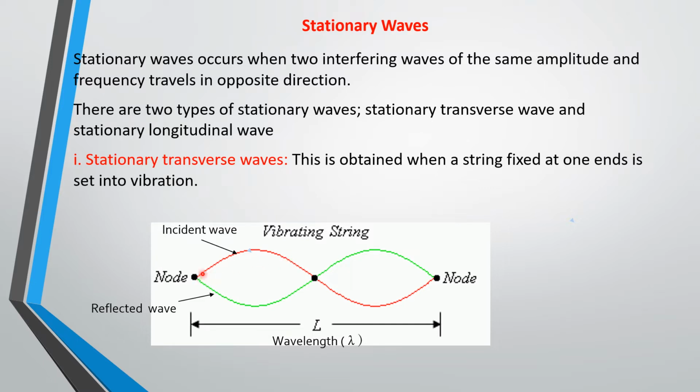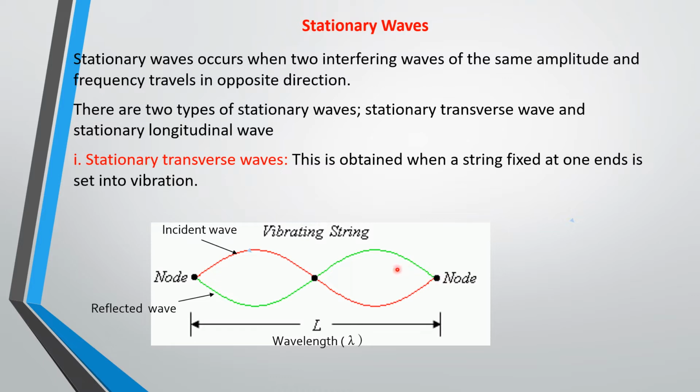So here now, this is the incident wave, and then this one is a reflected wave. And the distance between the nodes gives you the wavelength. The distance between this node and this gives you a wavelength. And don't forget that this is a crest, this one is a crest, and this is a trough for this particular wave. Then this is a crest, this is a trough, and then this is a crest for this particular wave. So this is a typical drawing for a stationary transverse wave.